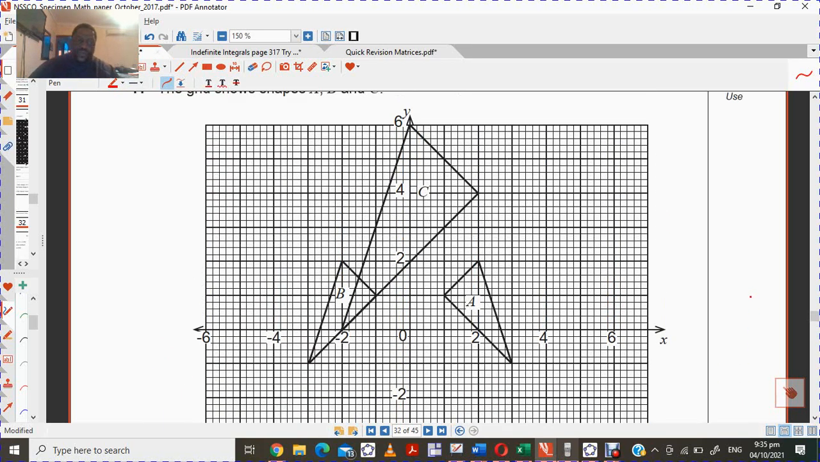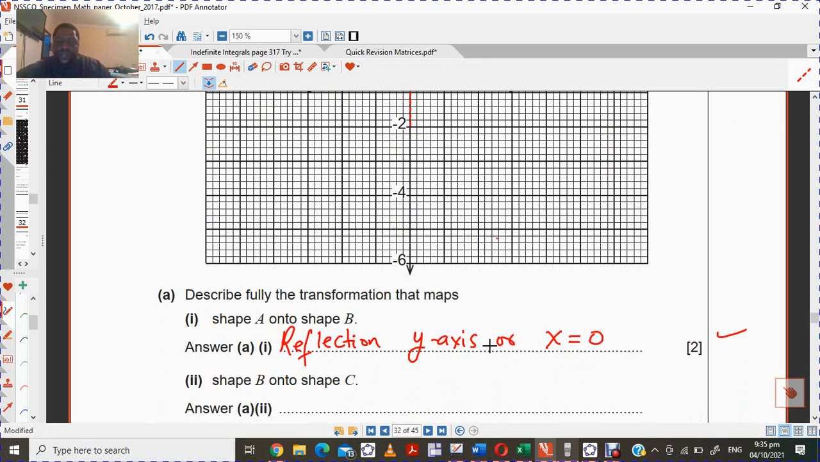So if you look at the line x equals 0, that is the mirror line, so to speak. Perhaps I will make it a dashed line. Okay, so that is the mirror line. It's a reflection. Clear. Good. That is how you answer that.